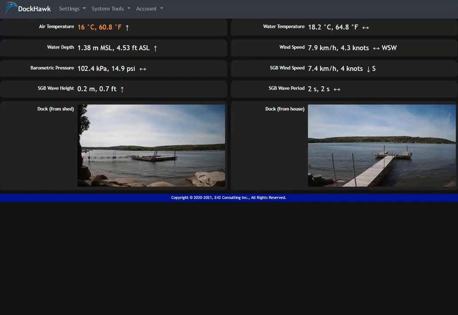Okay, this is going to be an advanced demonstration of the DockHawk dockside information system. I suggest you watch the introductory video first, and then we'll get to some of the advanced features of the interface in this video. So we can start by looking at the display here, and you'll see that one of the conditions, the air temperature, is in alert.